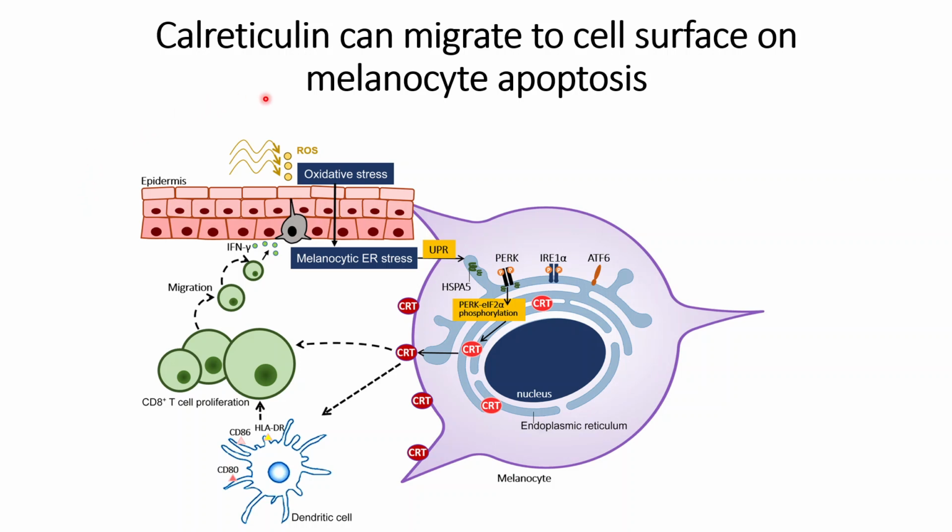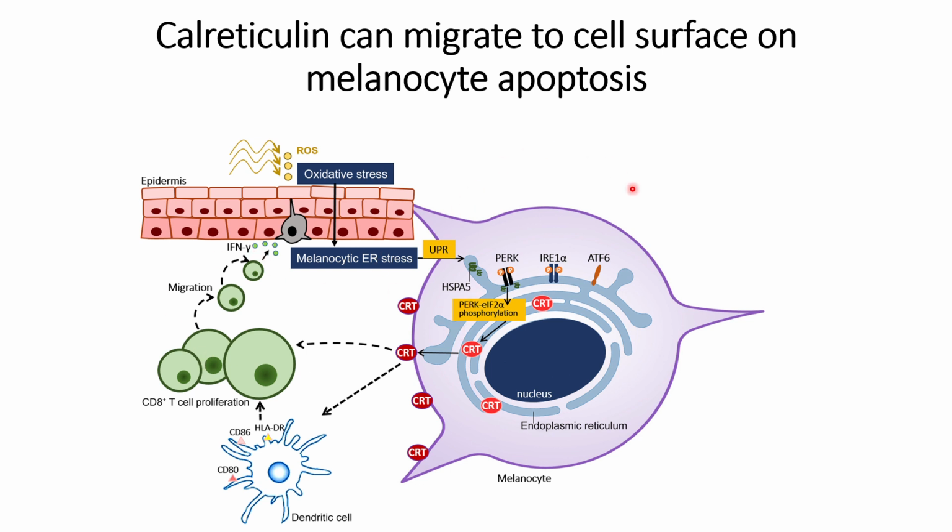Today we will discuss a new topic, that is how calreticulin can migrate to the cell surface during melanocyte apoptosis. So far we have understood that calreticulin is an ER soluble protein and it is present within the endoplasmic reticulum. However, this paper discusses the translocation of calreticulin to the cell surface of the melanocytes, and that can also help in the activation of the immune response.